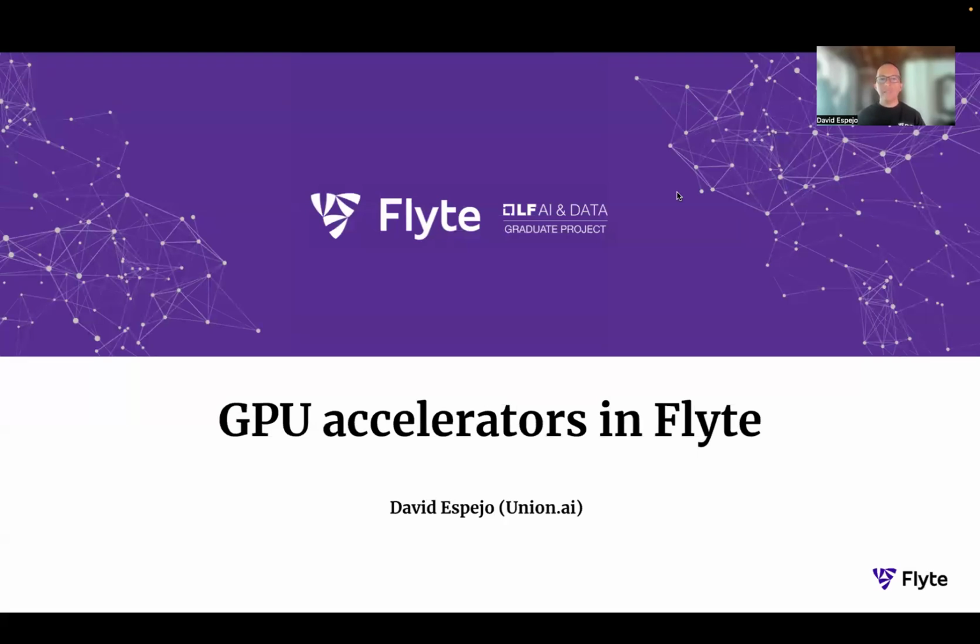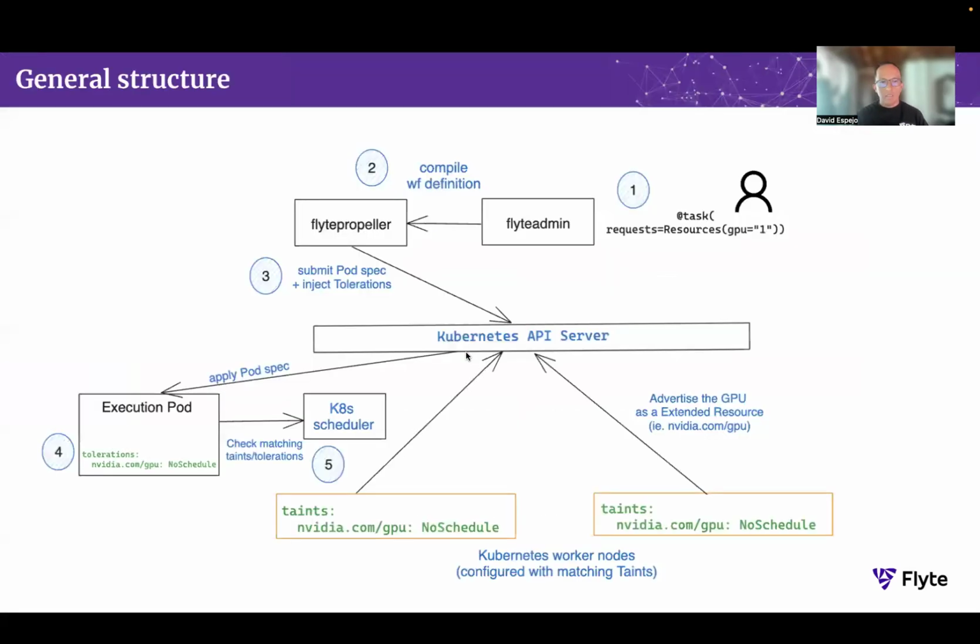Hello. In this episode, I will show you how to request GPUs from your Flyte task definition and what configuration is needed in your infrastructure to make it work. So, first of all, how it works in general. We will see different use cases, but this is the general case.